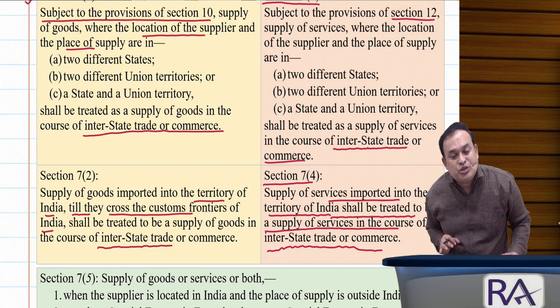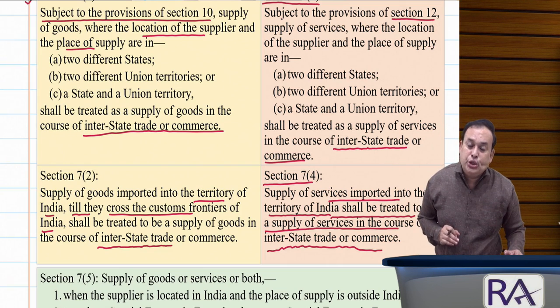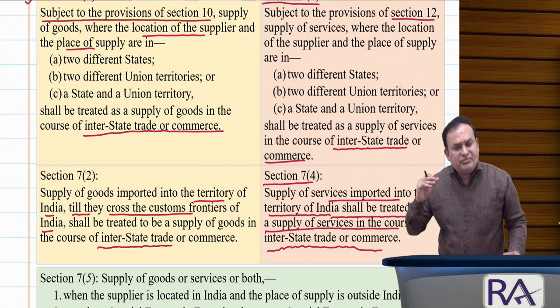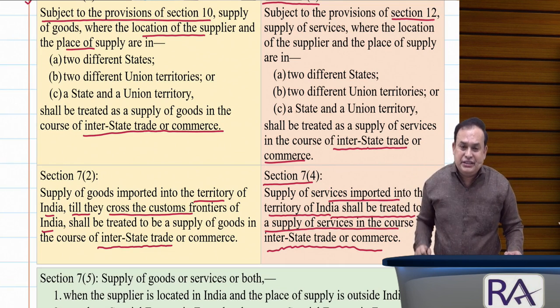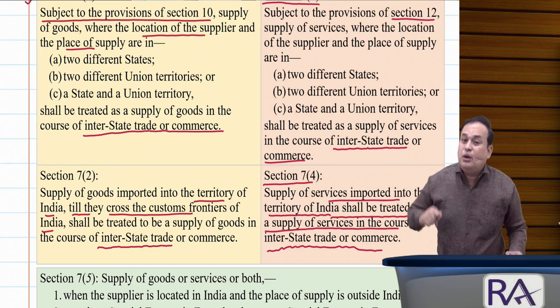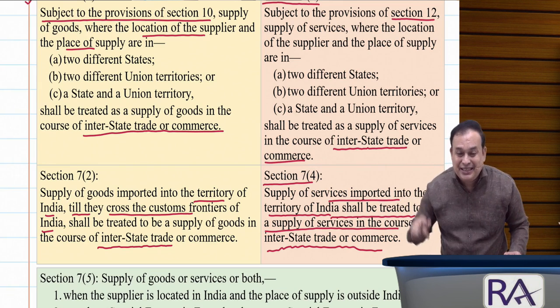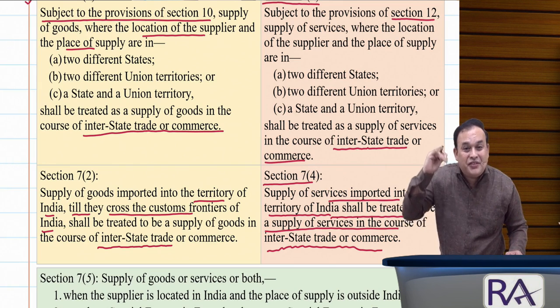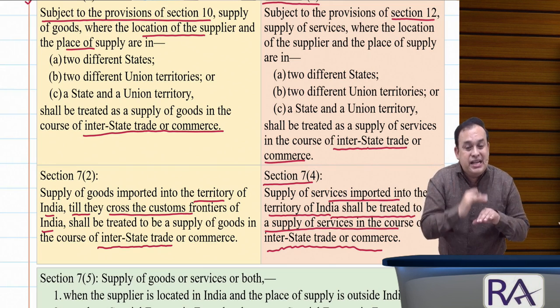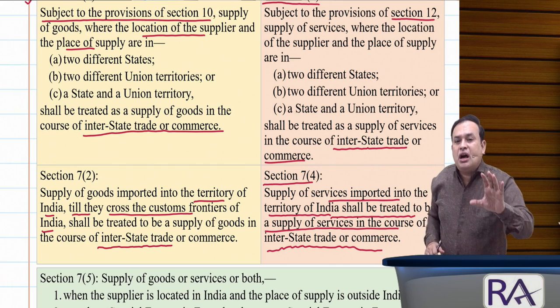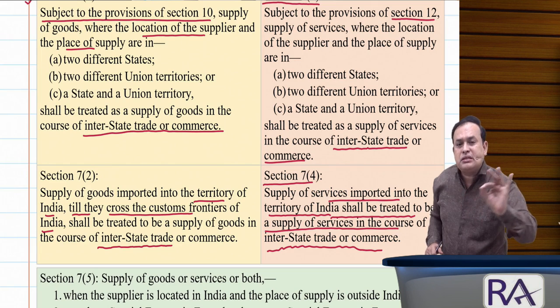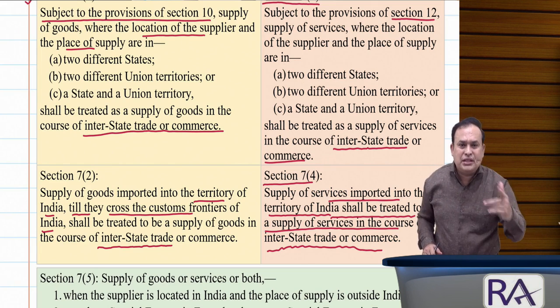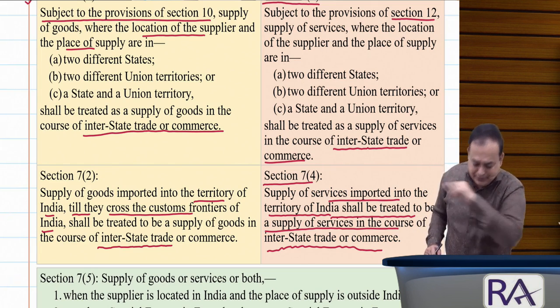Import of service means what? As referred under section 2 subsection 11 of IGST, the location of the supplier is outside India, the location of the recipient is in India, and the place of supply, the flying bird, should land in India. Import of services is always called interstate supply. Is that clear? 7.1, 7.2, 7.3, 7.4 of IGST.